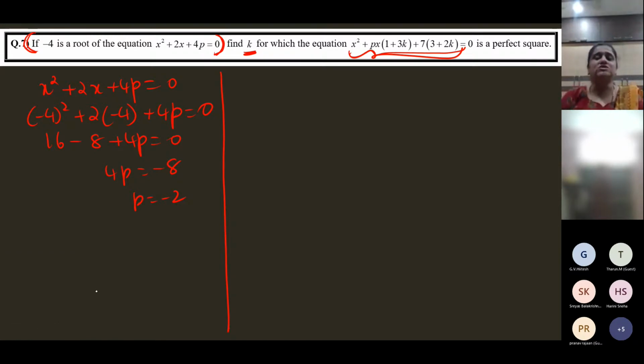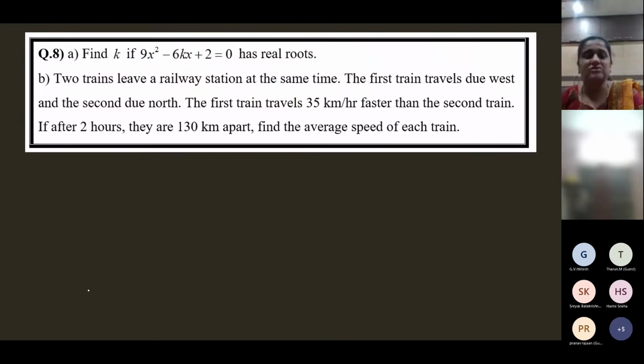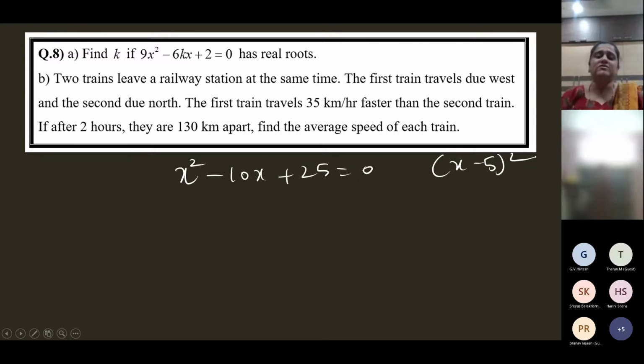When the equation is a perfect square, the value of D will be 0. For curious minds, I can tell you why. Take a very simple perfect square: x square minus 10x plus 25 is equal to 0. This is nothing but x minus 5 the whole square equal to 0. When you expand, you get x square minus 10x plus 25.